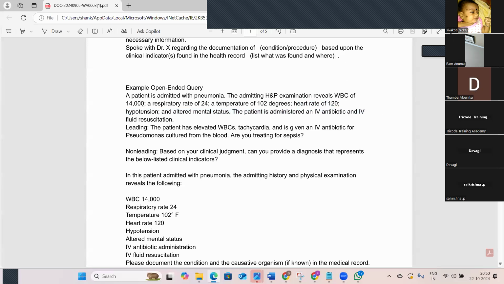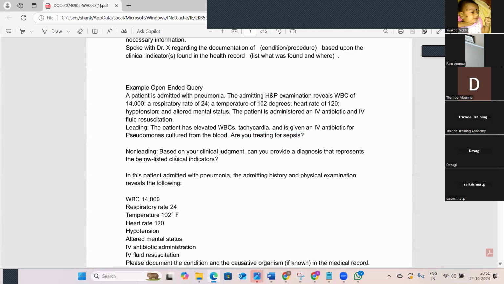We need to provide all of this, and he explained how it is leading and not leading. Leading means the patient has elevated WBC, tachycardia, and is given antibiotics and cultures, and asking are you treating sepsis? That is a leading query. It mentions only the indicators, with no medical documentation, and asks a direct question about sepsis.